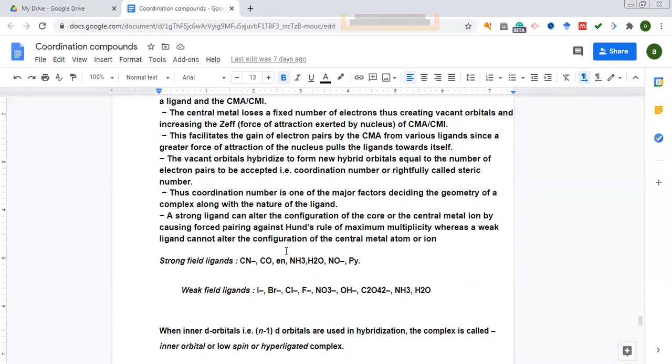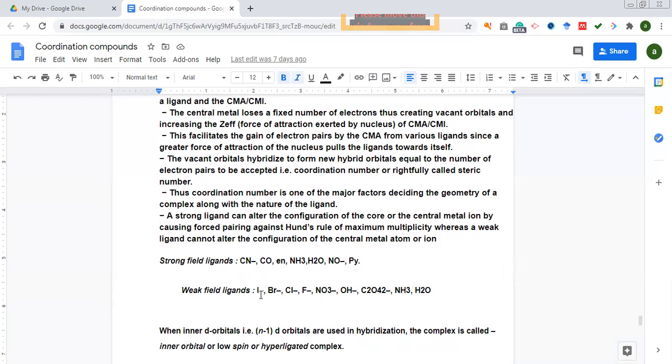Here, see, on the basis of field strength of ligands, we have two types of ligands. One is strong field ligand. Second one is weak field ligand. The strong field ligand promotes or induces hybridization of inner orbitals. Why? Because it pairs up the unpaired electrons. So it pairs up unpaired electrons, and thereby it provides vacant inner d orbitals. Which ligands? Strong field ligands.